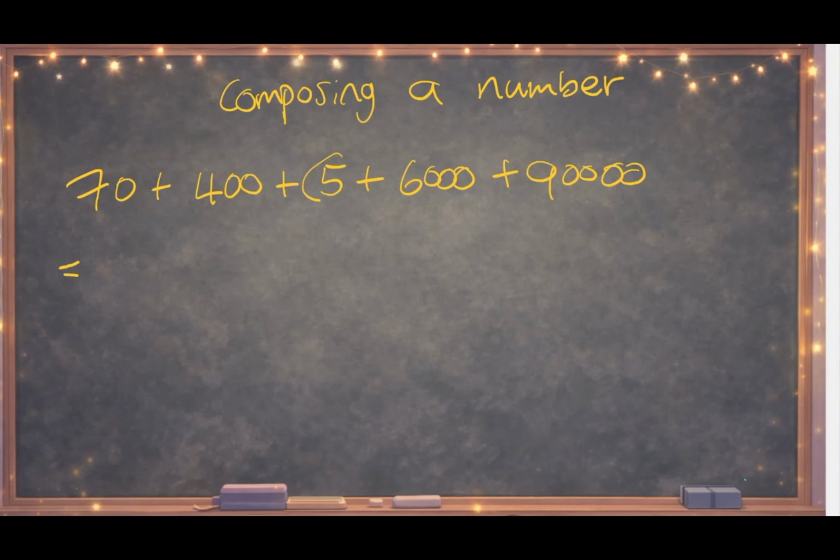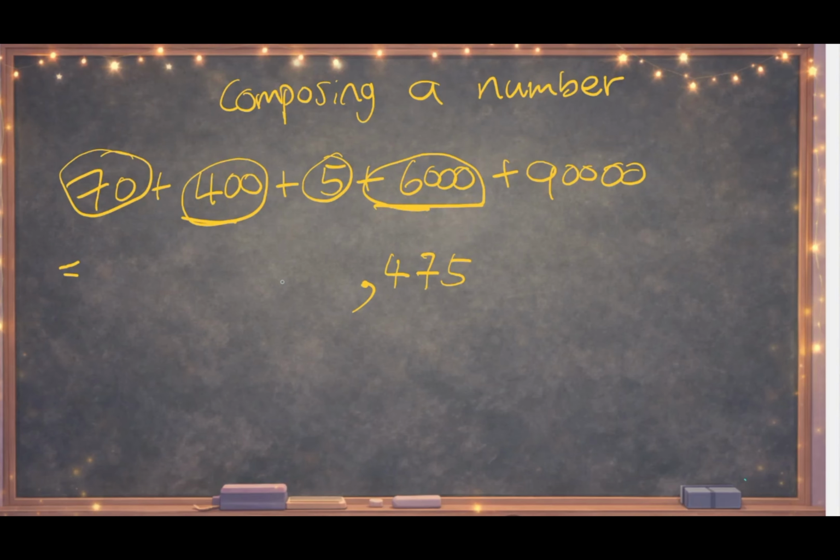I always find the place value of ones first. So I put 5 and I circle it so I know I have used it. Then tens, 75. Then hundreds, 475. Put a comma for thousands. And then thousands here, 6,000. And then 90,000. So we have 96,475.